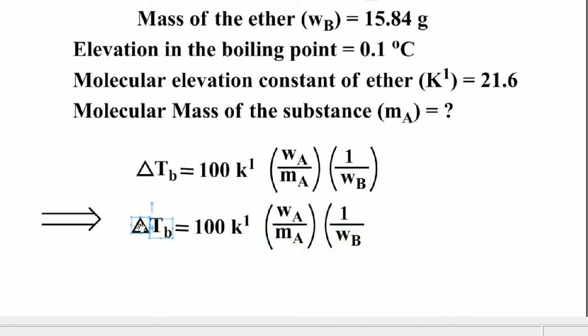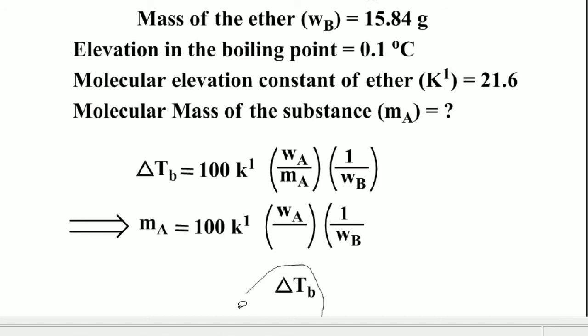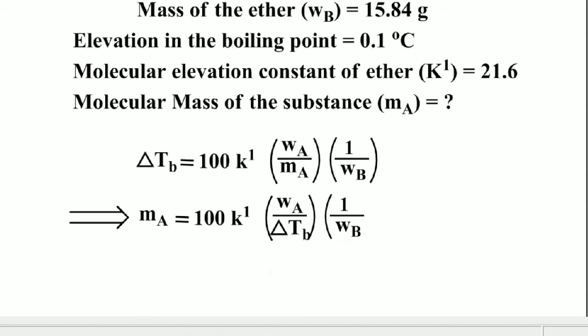So MA is equals to 1000 into K dash into WA by delta TB into 1 by WB. The K dash value is given in the problem, WA is also given in the problem, delta TB is nothing but elevation in the boiling point, which is also given, and WB is given. So you can substitute all the given values in the above equation.